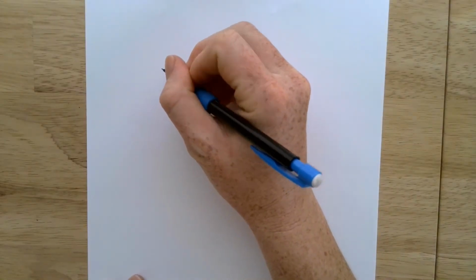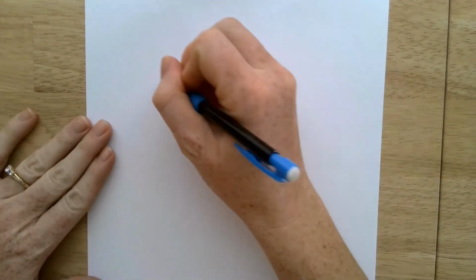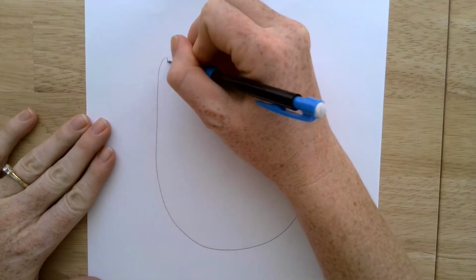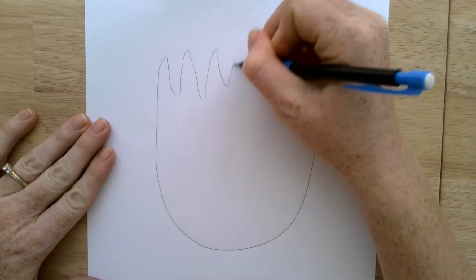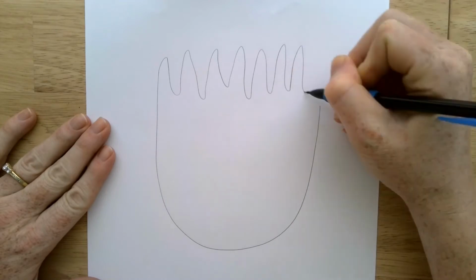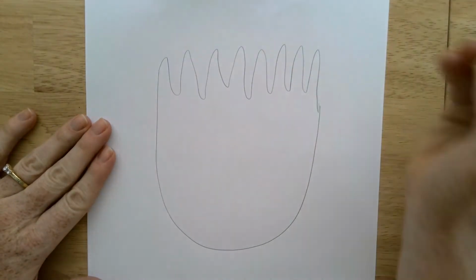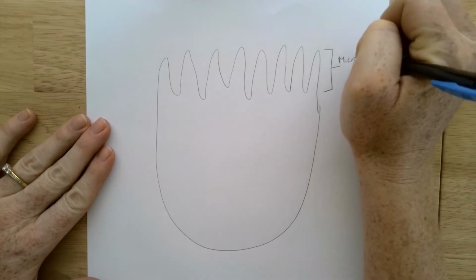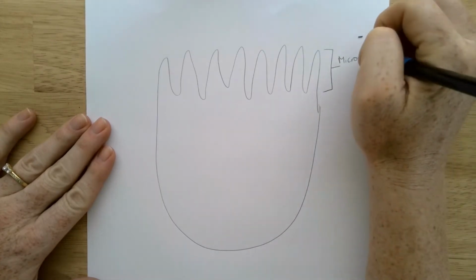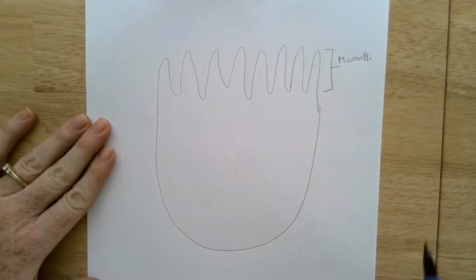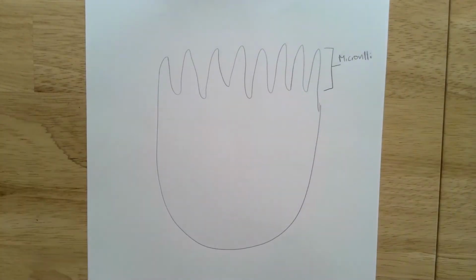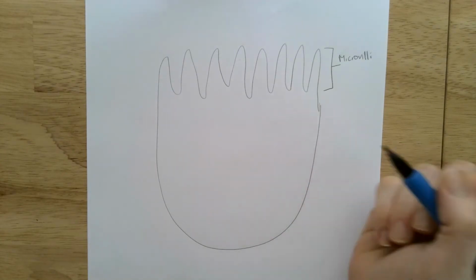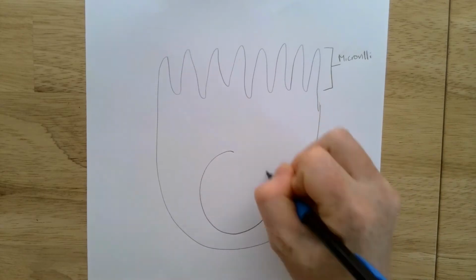Okay, here we are. We're going to try to draw a cell. I'm going to start with a sort of generic circular type cell. And then here, make some little tiny finger-like extensions. Those are called microvilli. Micro means small, microvilli. And then usually the largest structure in the cell is going to be the nucleus.